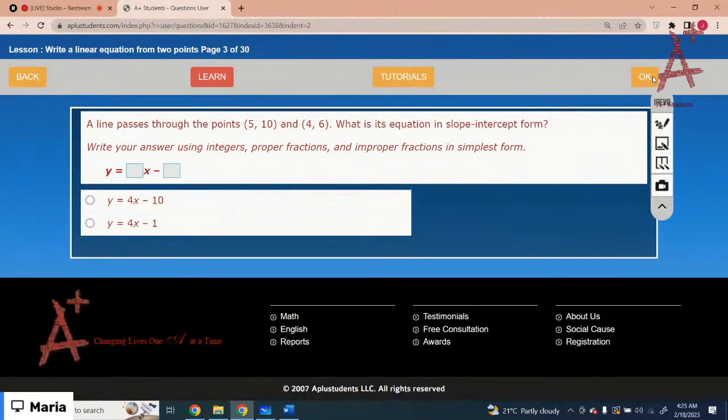Okay, a line passes through the points (5, 10) and (4, 6). What is its equation in slope intercept form? So which one is the correct option?